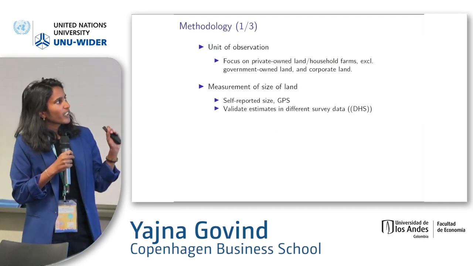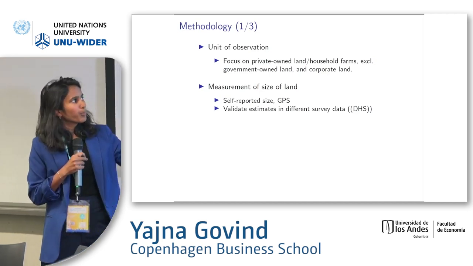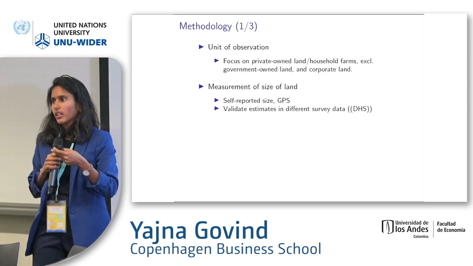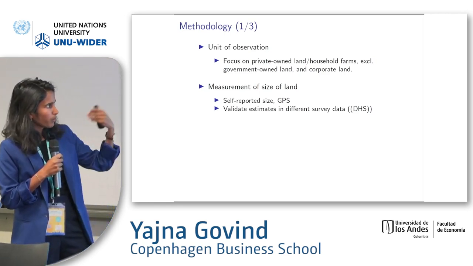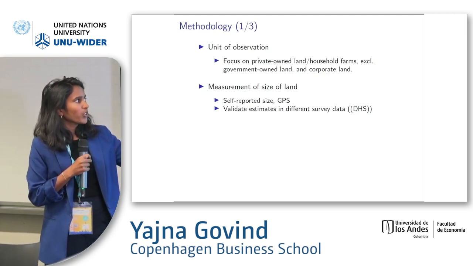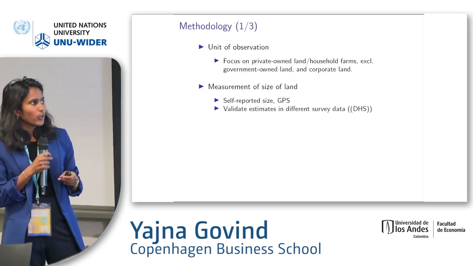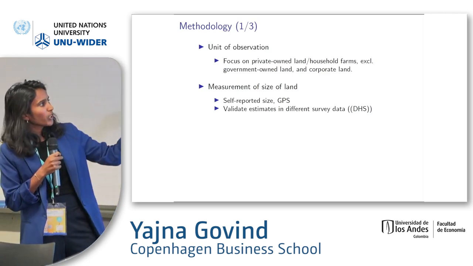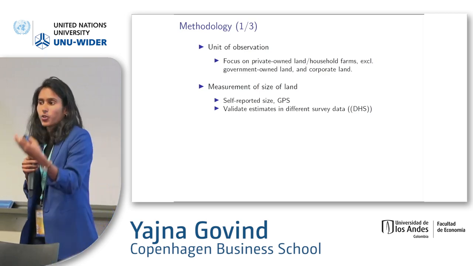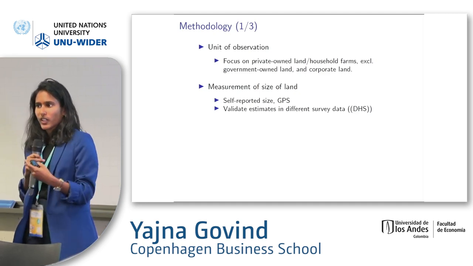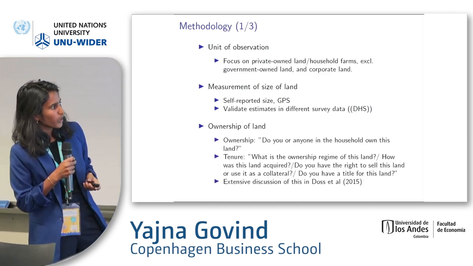In terms of the measurement of the size of land, what we're going to exploit is that in all of these agricultural modules, we have the self-reported size of the plot, we have GPS data, and we also have measurement using ropes by the person who's doing the survey. We're going to try to use all three pieces of information, combine them, and see if they all converge to the same information. And then we're going to try to validate this by using other survey data. For instance, the DHS has a question about whether you own land and what the size of the land is. We're going to see whether that corroborates with what we're doing in the LSMS work.